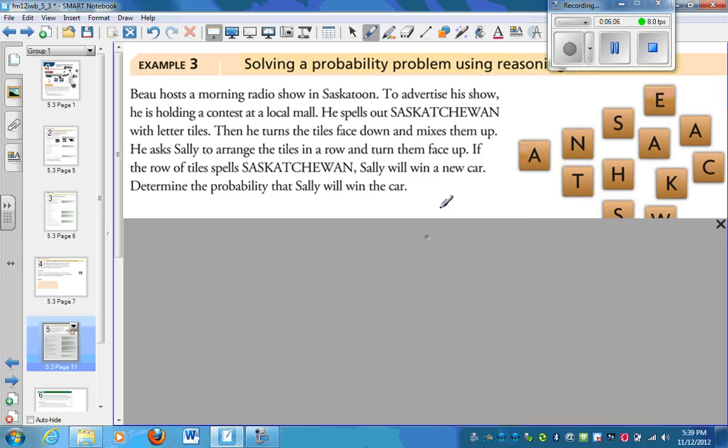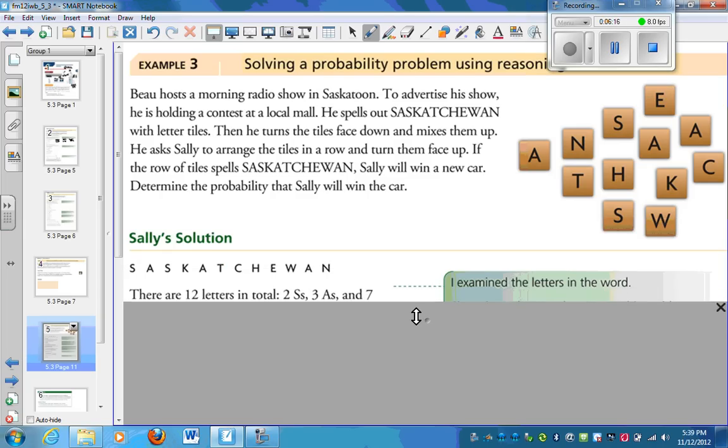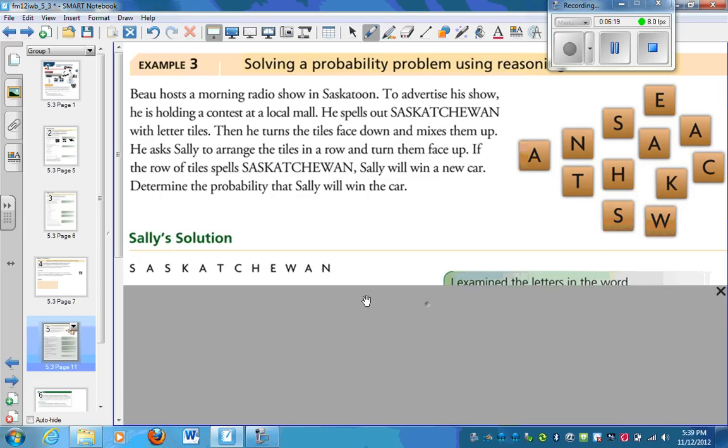What's the probability? Intuitively, I'm going to say the probability is probably going to be low because giving away a car is kind of an expensive prize. So people would rather not give away a car. So here's how to do this. Let's look at all the ways that we can arrange the letters in Saskatchewan. There's 1, 2, 3, 4, 5, 6, 7, 8, 9, 10, 11, 12 letters.